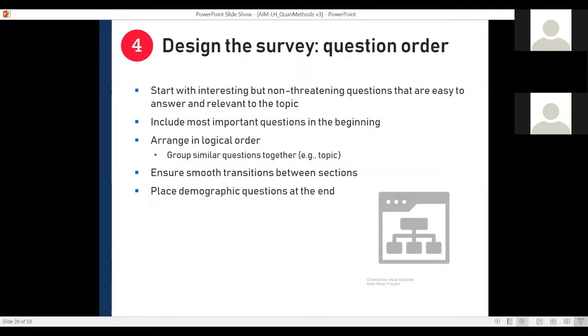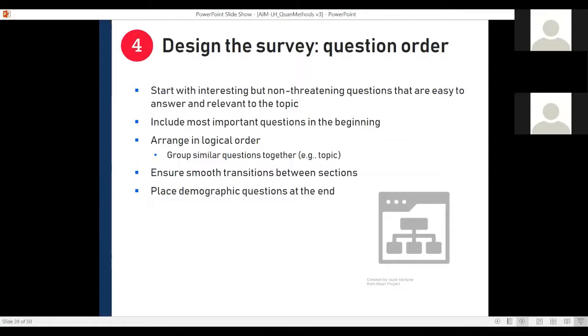You want to make sure that similar questions are grouped together, that your most important questions are in the beginning. A lot of times, depending on the type of survey, people will trail off at the end. So you want those really key questions at the beginning. And then you also want to make sure that whatever you put in the beginning is obviously non-threatening and just easy to answer so people can start getting into the groove of it.